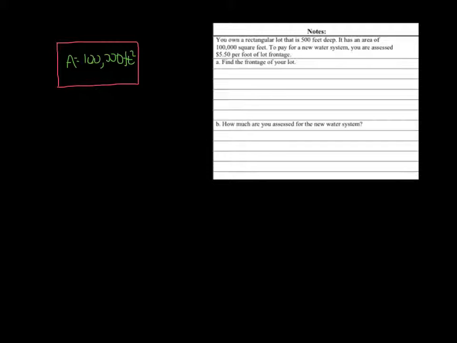And then they also told me that it is 500 feet deep. So if you think about this like a lot, you know that there's a front and a back, and then deep would be your width. So we know that this is 500 feet. We want to know about the lot frontage, so we're actually trying to find this portion. Okay? So that's going to be our x.